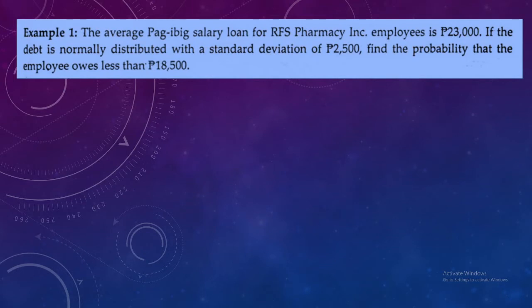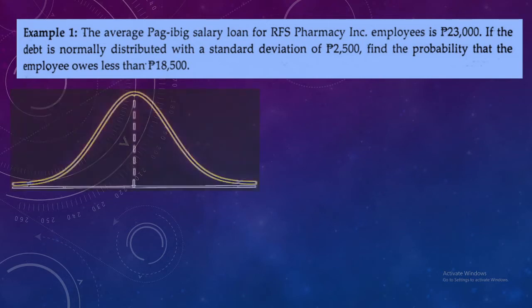So as you can see, the average Pag-ibig salary loan for RFS Pharmacy Incorporated employees is 23,000 pesos. If the debt is normally distributed with a standard deviation of 2,500, find the probability or the area that the employee owes less than 18,500 pesos.